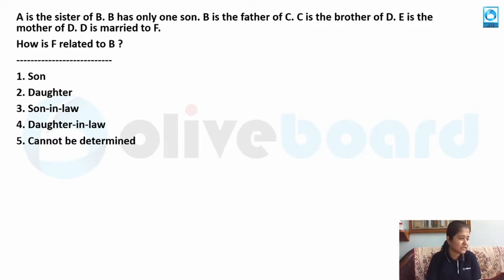Okay, let's see. So, 80% of you have given the right answers here. Let's see. So, A is the sister of B. So, A is a female person. She is the sister of B. B has only one son. So, B has only one son here. B is the father of C and C is the brother of D. So, that means C is a male person. So, C has to be this son only. And B is the father of C. So, that means B is a male person.